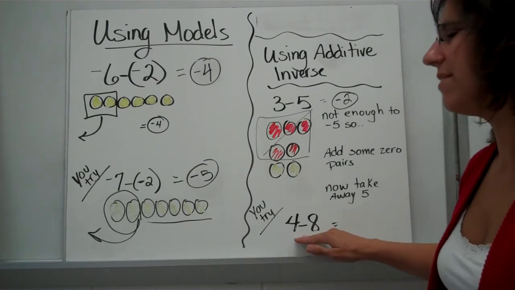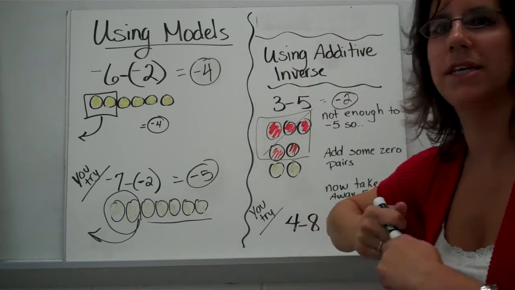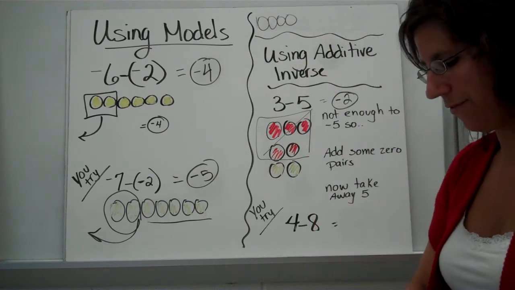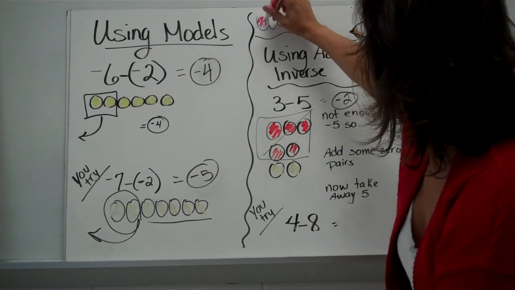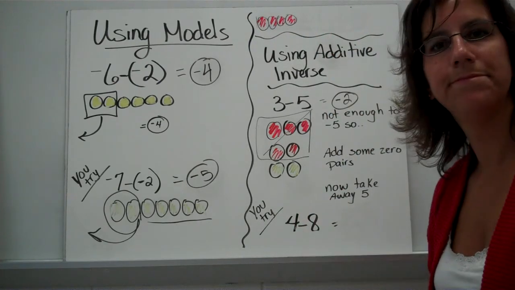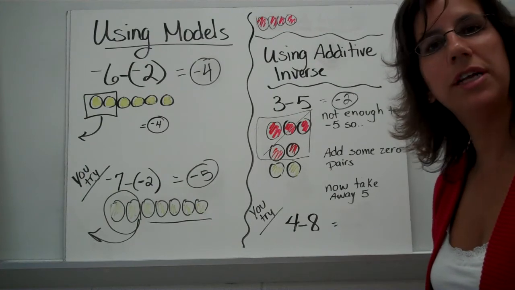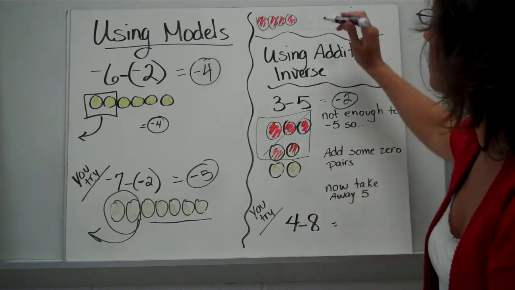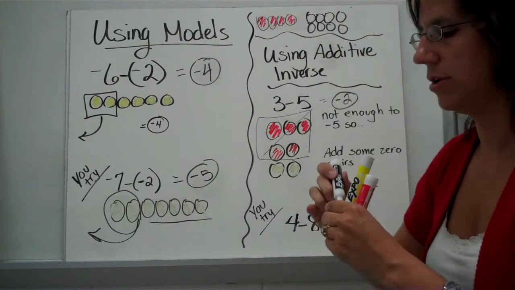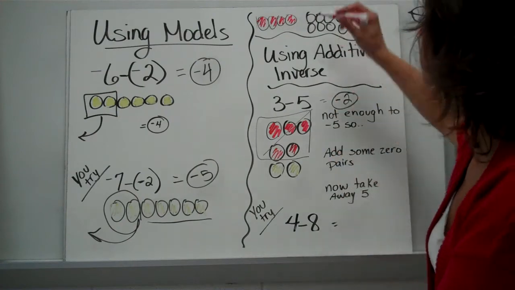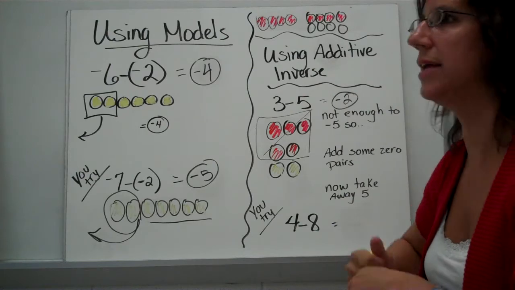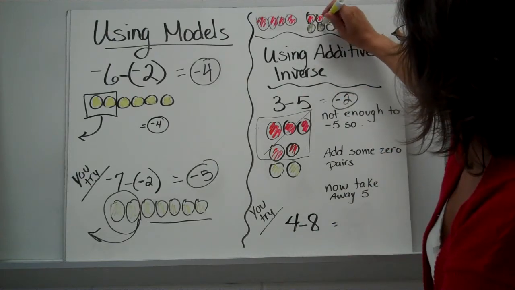All right. I don't have a whole lot of room down here, so I'm going to put my answer way up here on the top. We're going to start with 4. And remember, that's a +4, so we're coloring that red. All right, we need to take away 8. We don't have 8 to take away, so you needed to add some 0 pairs. Did you figure out how many 0 pairs you needed to add? You should have added 4 0 pairs. By adding 4 0 pairs, you're adding 4 more reds and 4 yellows.